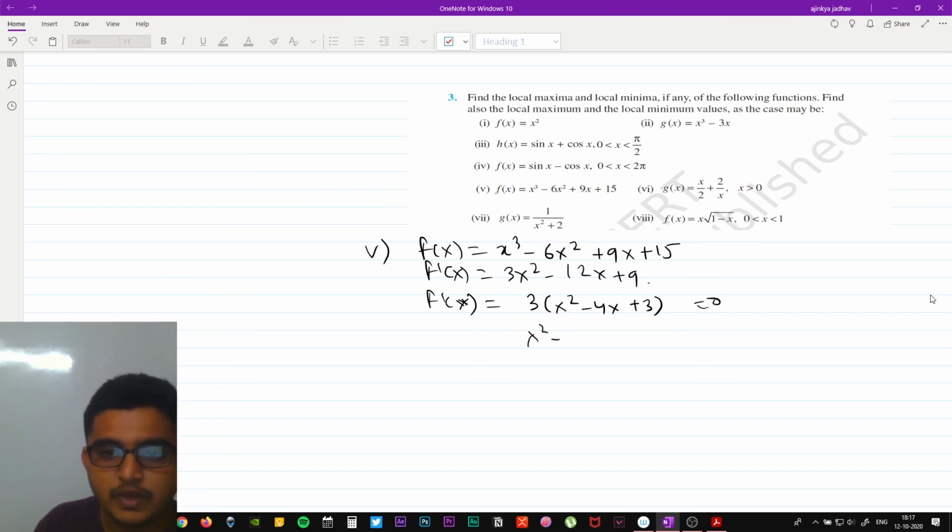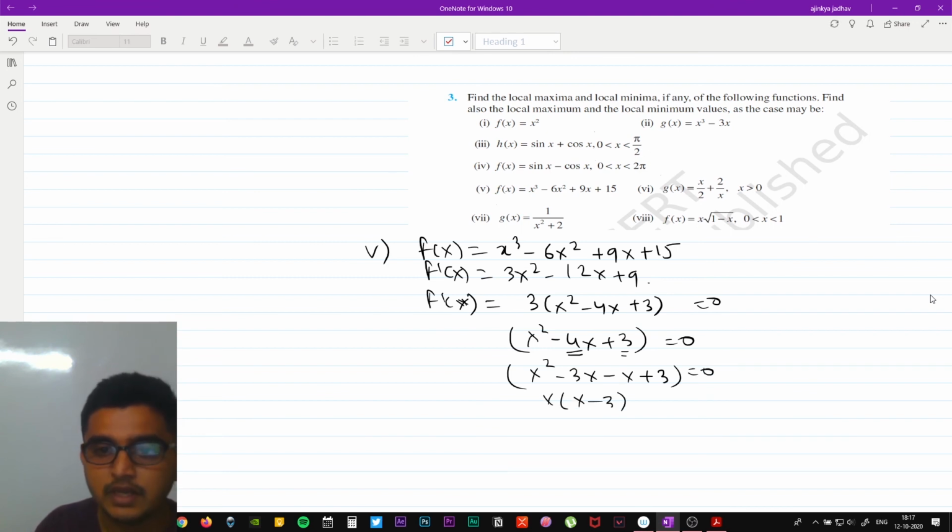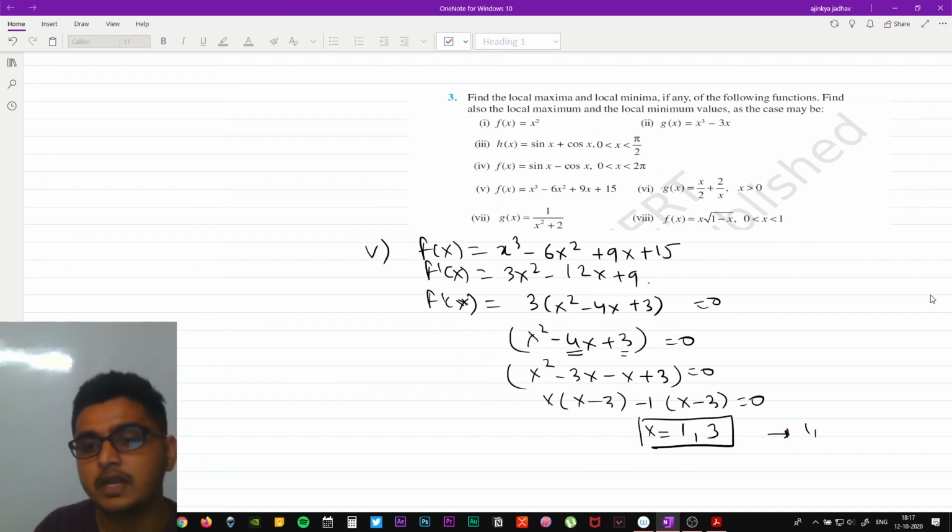So we have x square minus 4x plus 3 equals 0, and immediately we can say that 3 is the product of two numbers and minus 4 is their sum. So we can say x square minus 3x minus x plus 3. If we take x common over here, we have x minus 3, and minus 1 common over here, we have x minus 3. So your answer is x equals 1 and 3. So you have two turning points, which are 1 and 3.